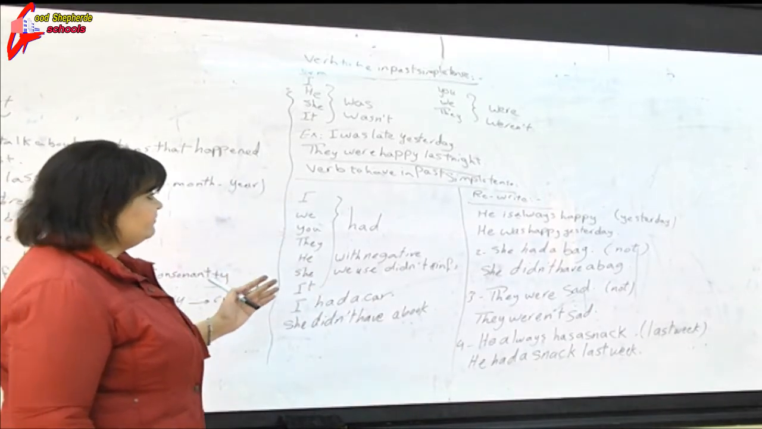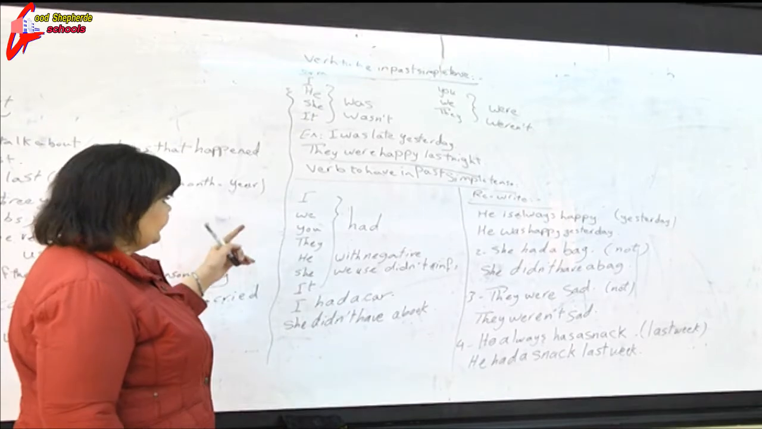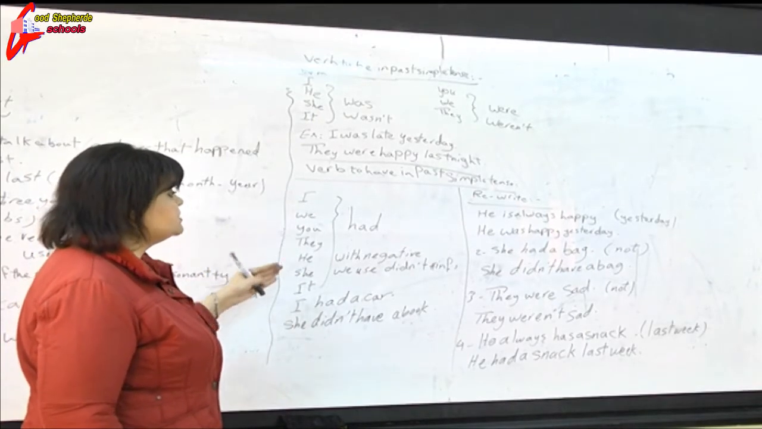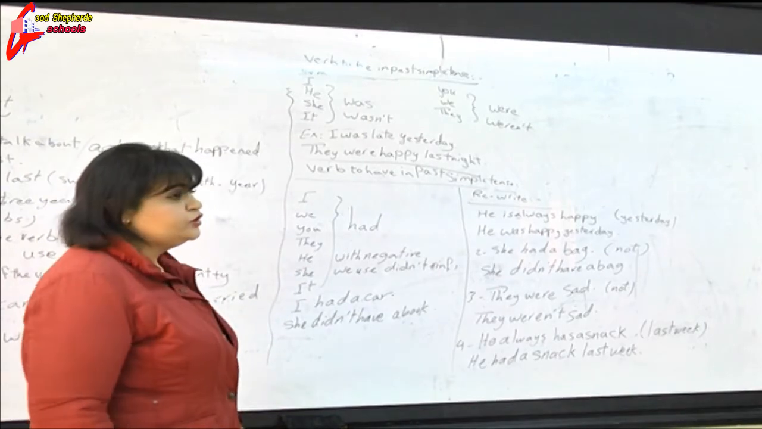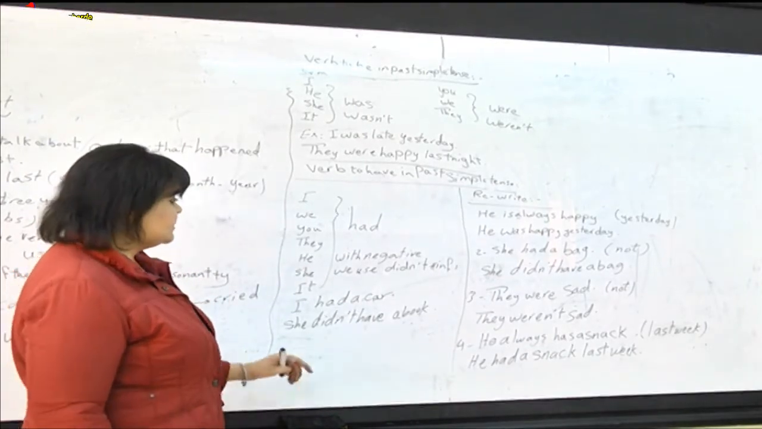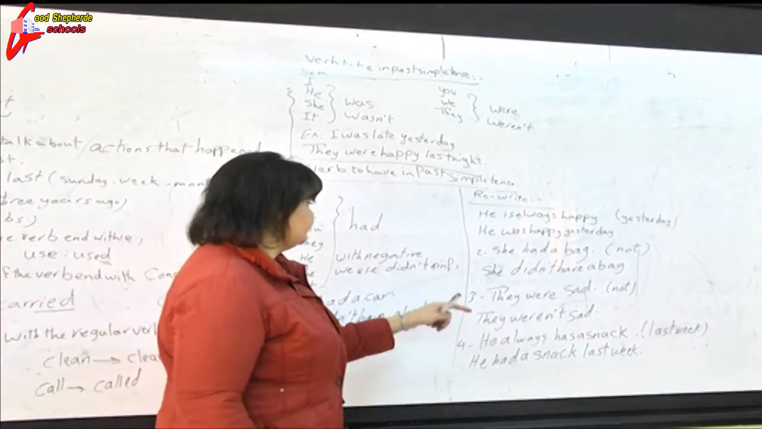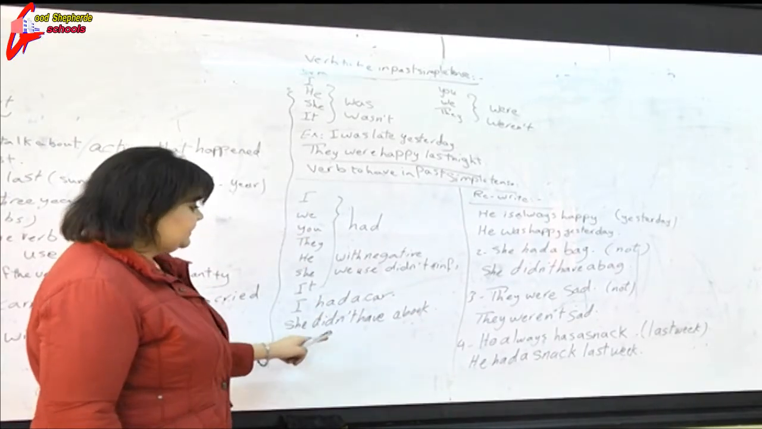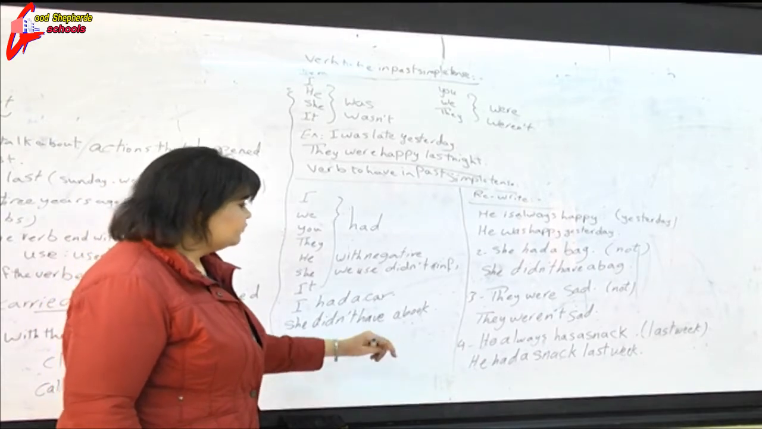Okay, verb to have in past simple tense. I, we, you, they, he, she, it. With all the pronouns, we use had. If I want to put had in negative, I must put didn't plus the verb in infinitive. I had a car. She didn't have a book.